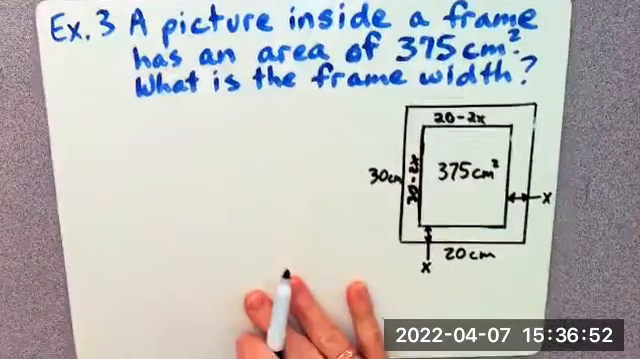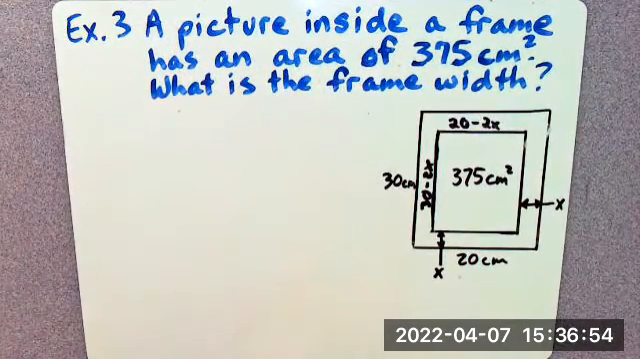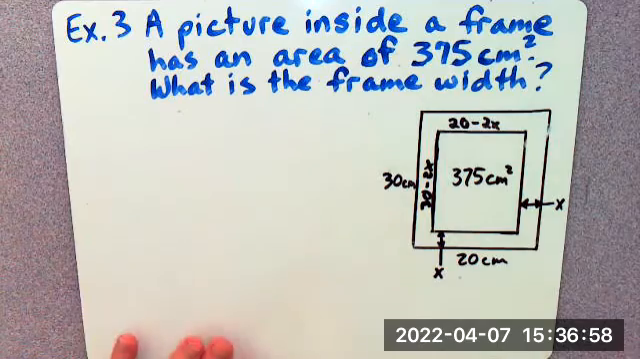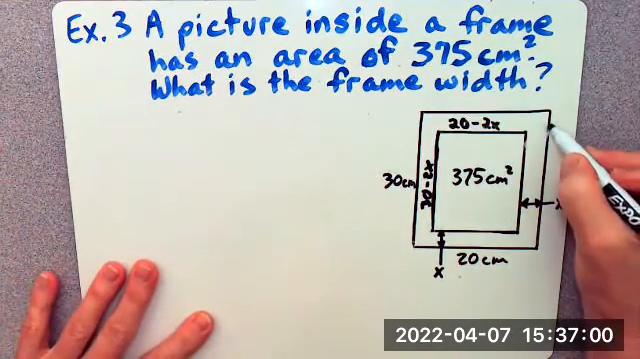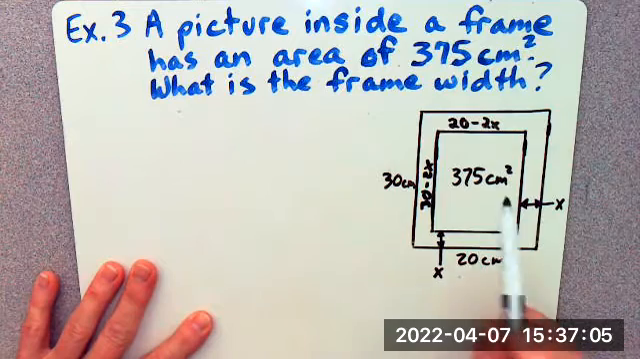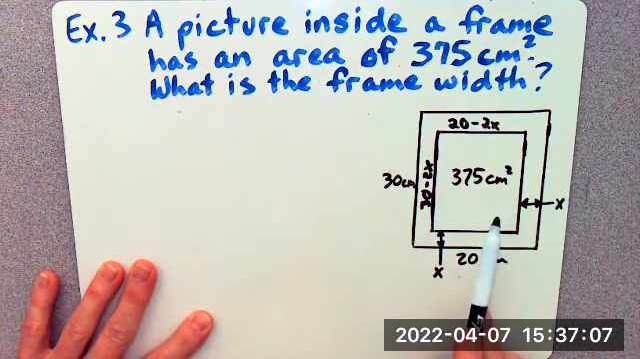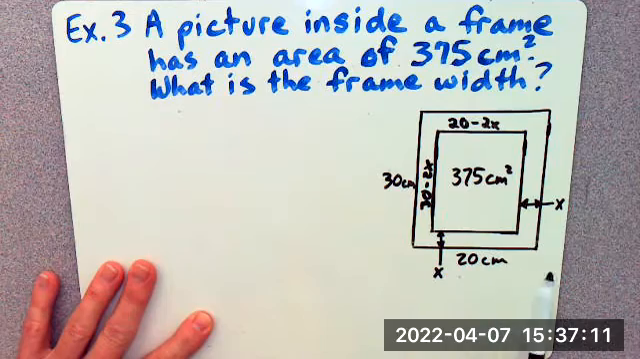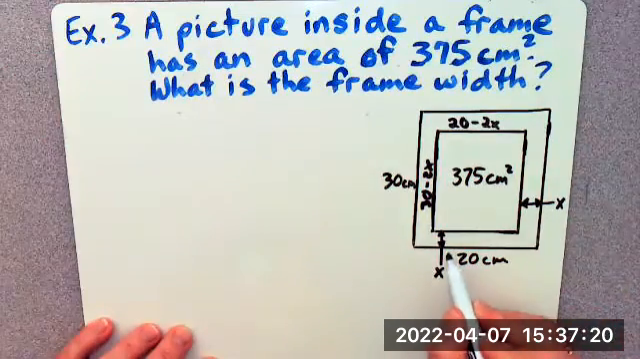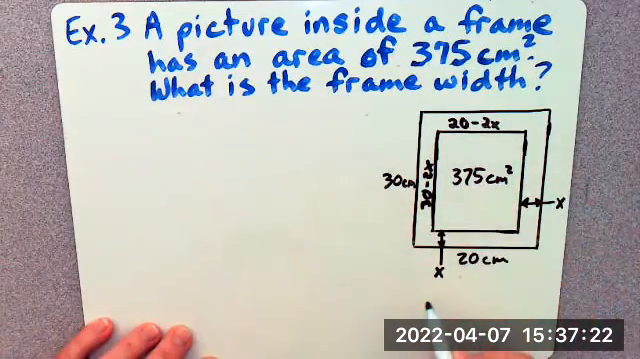All right, let's take a look at a real life problem. All right, so we have a picture frame here. And the picture is 375 centimeters squared. The outside of the picture with its frame is 20 centimeters by 30 centimeters. But we don't know how wide the frame is. So we're going to say X is the frame width and it's X all the way around.